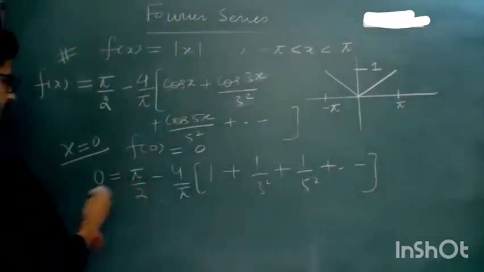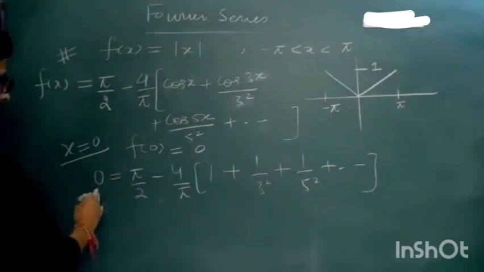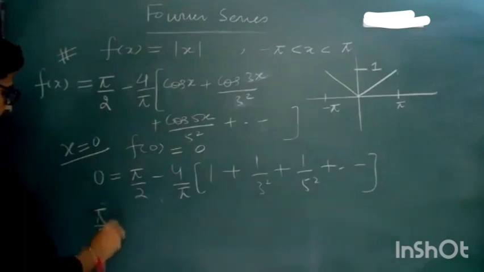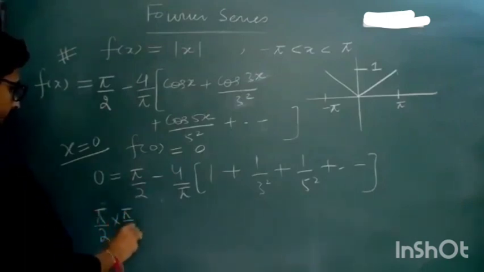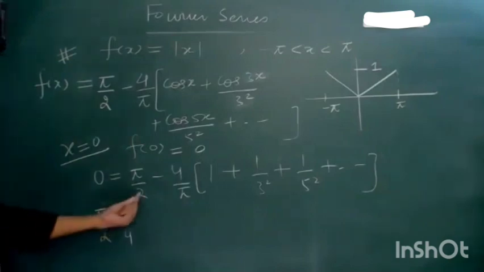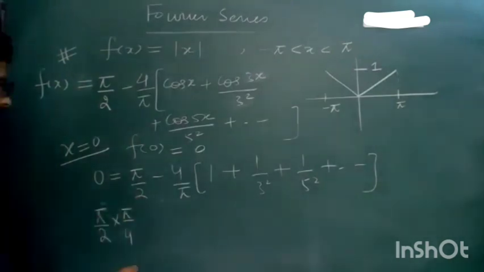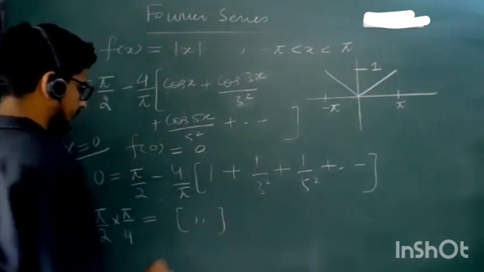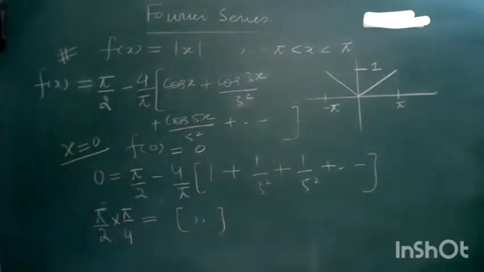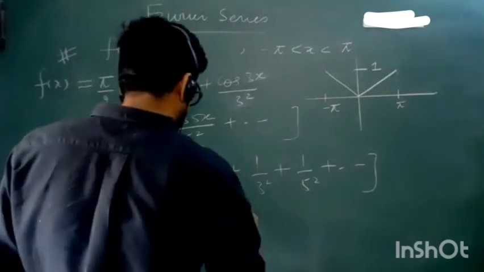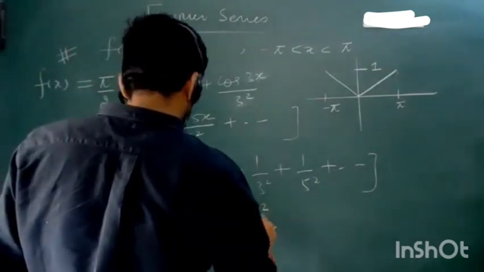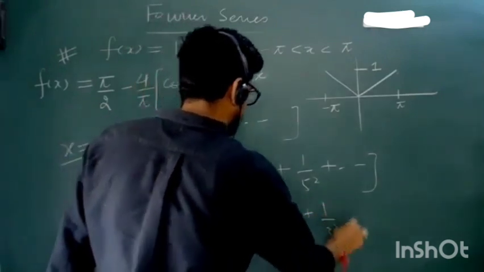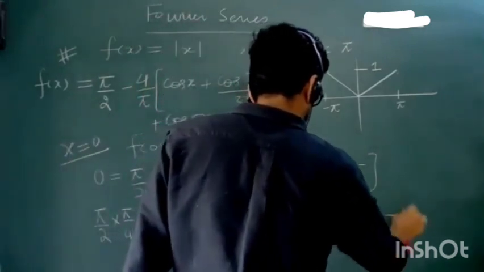And if you take this on this side, it will become pi by 2 into pi by 4, correct? Pi by 2 into pi by 4 is equal to this series. So pi square by 8 will be equal to 1 plus 1 by 3 square plus 1 by 5 square plus dash dash dash.